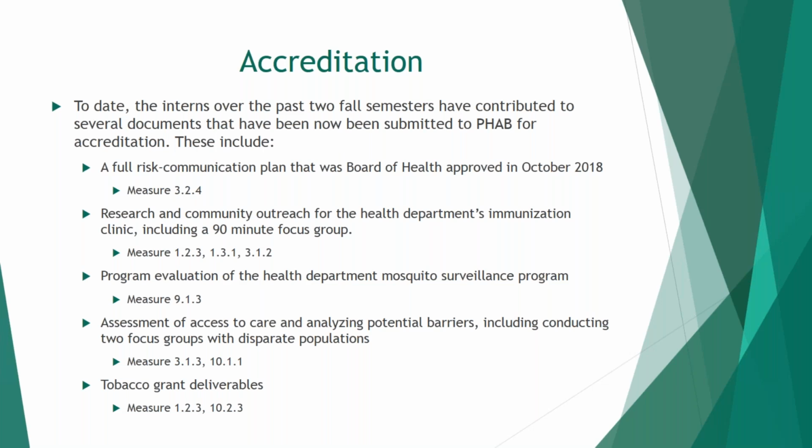Program evaluation. We had our large mosquito surveillance program go through a rigorous evaluation with our interns. Assessment of access to care and analyzing barriers. Access to care is a very large portion of Domain 7. In fact, it's almost the entire thing, as well as Domain 3. So our interns have gone in and done a lot of really great work to fill that gap. And with our tobacco grant, we've been able to fill 2 more measures in Domain 1, the challenging domain, and in Domain 10 as well.